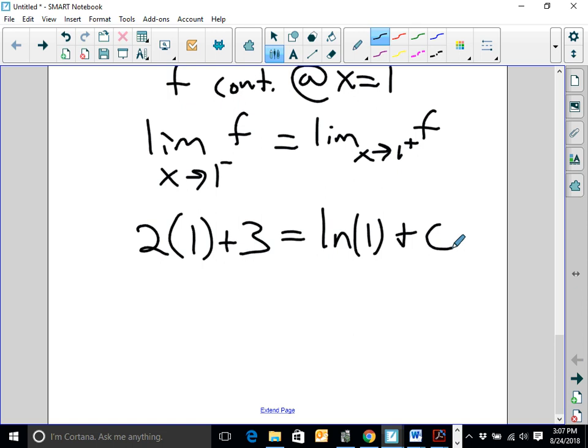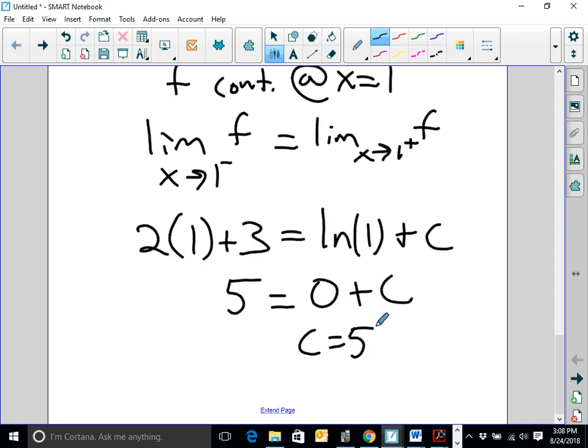We need to know the value of ln1. The ln of a number is always just a constant. ln1 is one that we have to know. Think back to your pre-calc log work. E raised to what power gives you a value of 1? E to the 0 would equal 1. ln1 always equals 0. So we get 0 plus c, so we know that c equals 5. Again, c equals 5 confirms that the limit exists, and gives us a value of 5.